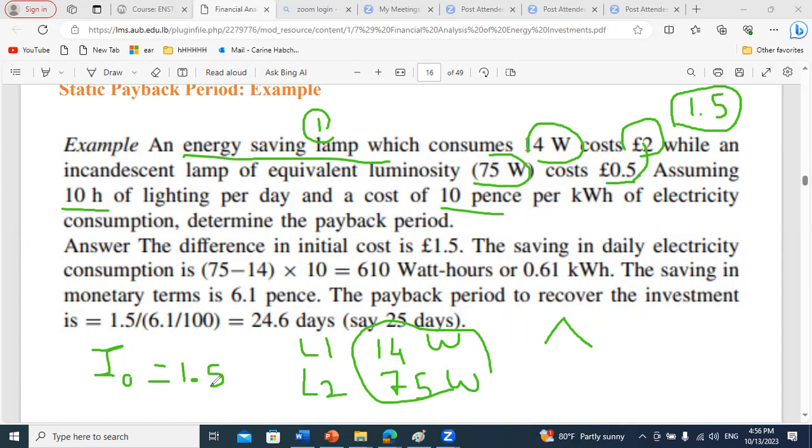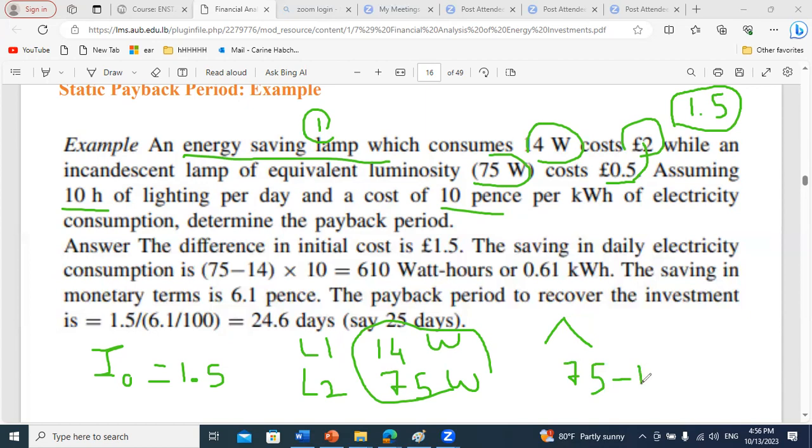Now, concerning the reduction of electricity bills, this is what I gain. This is my net revenue, okay? Here, we don't have maintenance, we don't have operational cost. So here we are just considering the difference in power between the two, because I can save 75 minus 14 watt in power.